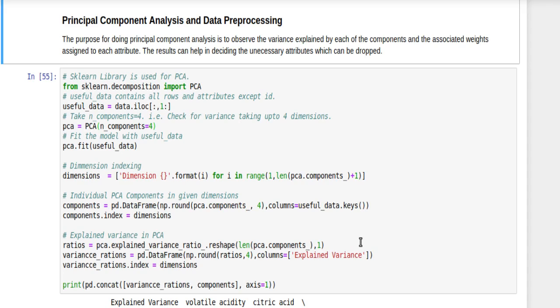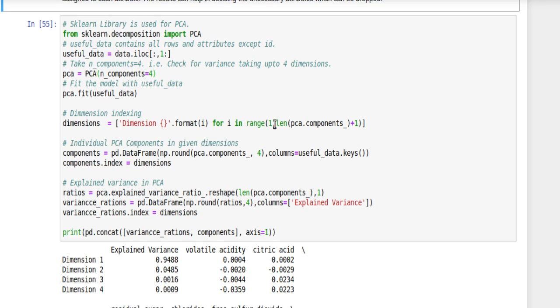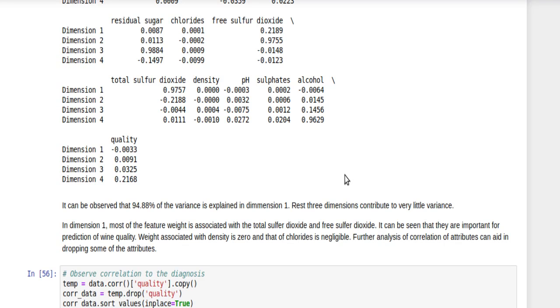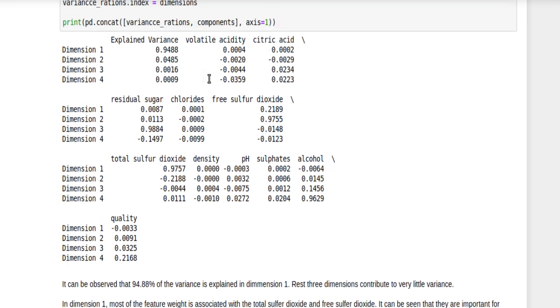Now we are going to do some principal component analysis, and this is to observe the variance explained by each of the components and the associated weights assigned to each attribute. The result will help us decide which attributes are unnecessary and should be discarded from the dataset. We have taken 4 dimensions for it, and this is the result we obtained after principal component analysis. From this, we can observe that 94.88% of the variance is explained in dimension 1, and the remaining 3 dimensions contribute very little variance.